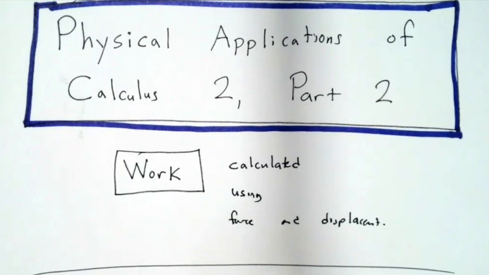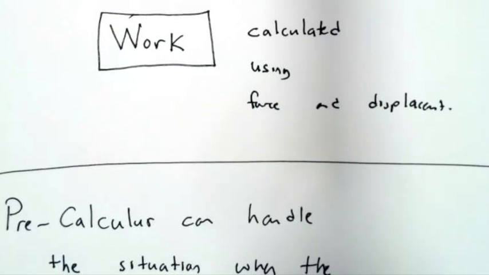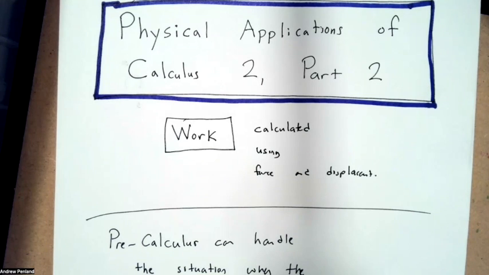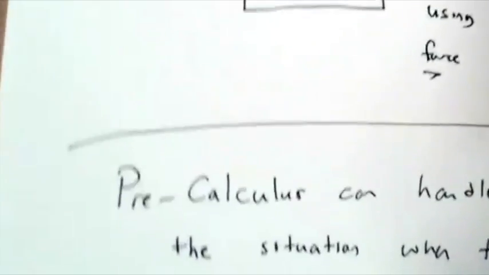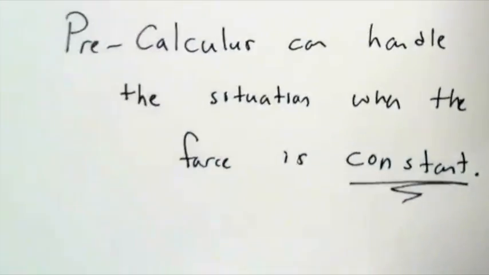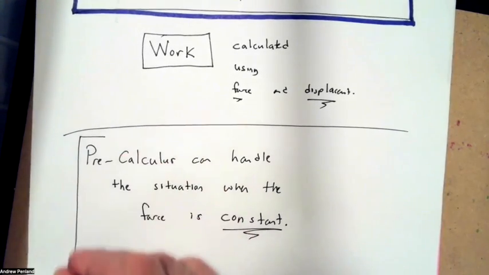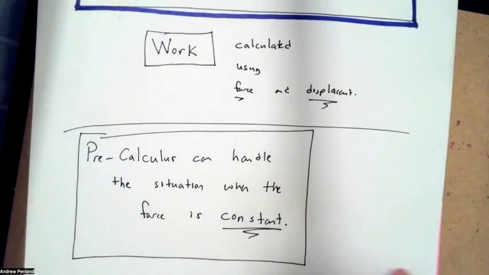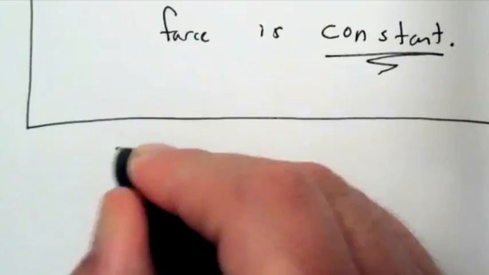Everyone. So the next physical application of Calculus 2 that we want to look at is work. We have an intuitive idea of what work is, but in physics, work is something that's calculated using force and displacement. There's one situation we can handle without needing calculus. That's the situation when the force is constant. In this special case, the work done will just be equal to the force times the displacement.